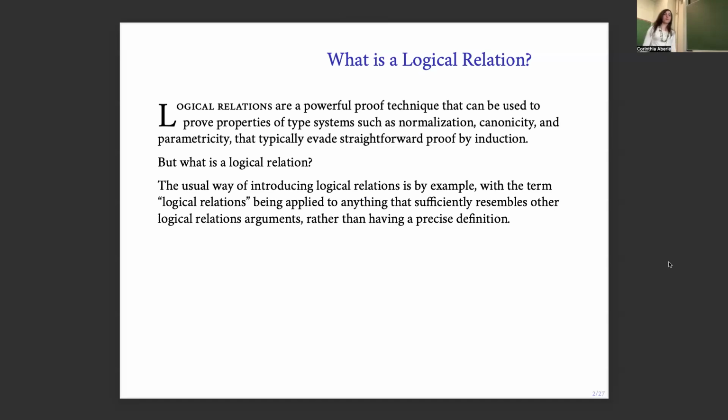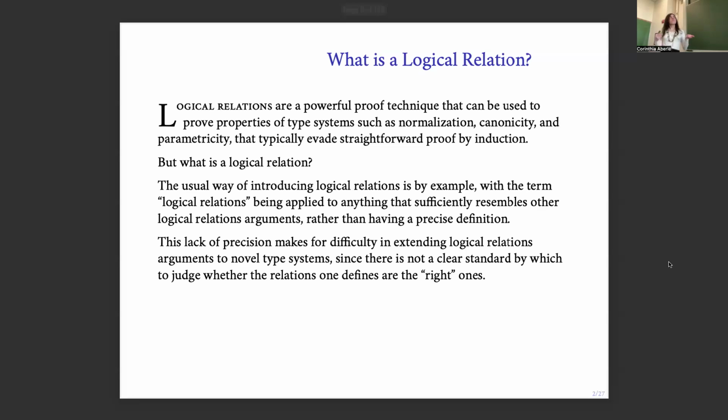Well, this is where things get a little fuzzy, because the normal way of introducing logical relations is just by example: you get shown some logical relations proof for some simple type theory, and then you're asked to imagine how you could generalize that to other things. This lack of precision makes it difficult to extend logical relations arguments to novel type systems or more complicated ones, like dependent type theory or other interesting variations on type theory, since there isn't a clear standard by which to judge whether the relations you end up defining are actually the right ones.